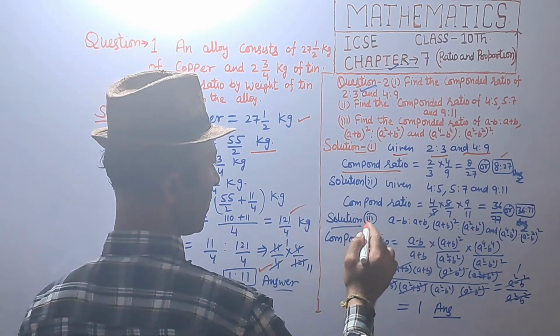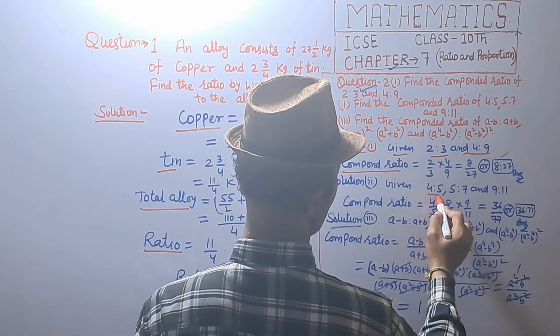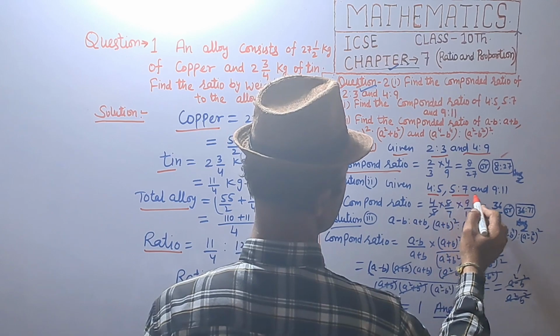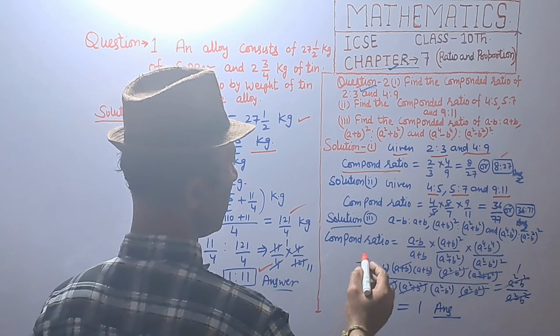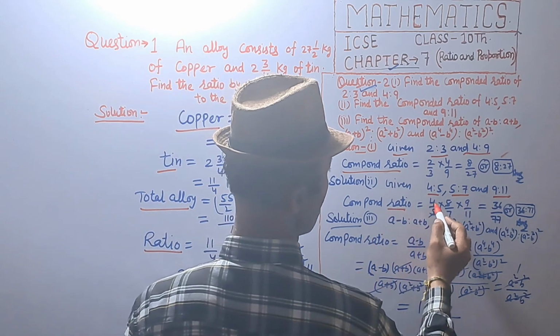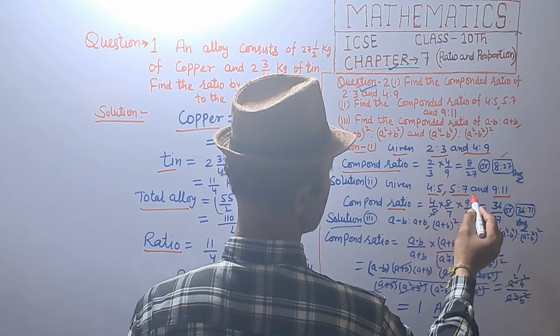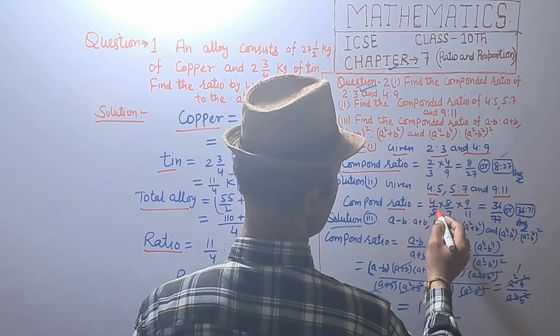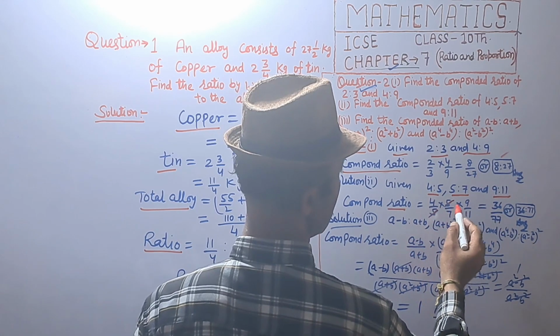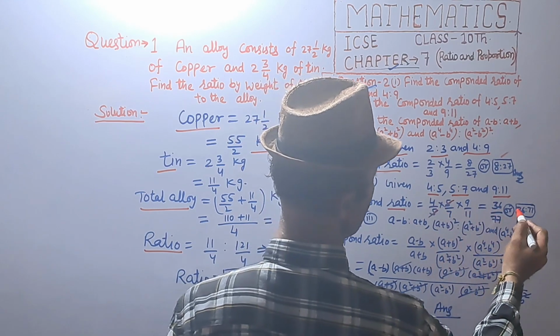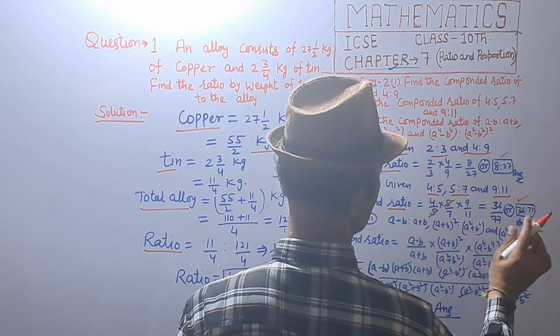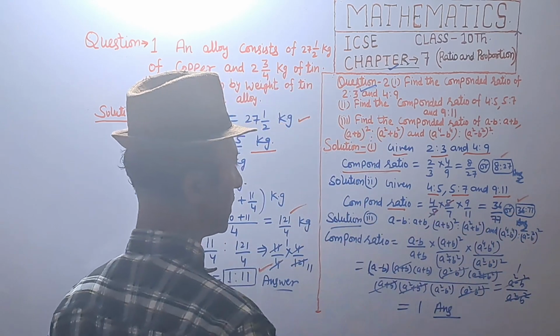And second part, given ratio 4:5, 5:7, and 9:11. Compound ratio is equal to 4 upon 5 into 5 upon 7 into 9 upon 11. 5 is cancelled. 9 4s are 36 upon 11 7s are 77, or 36 ratio 77, answer.